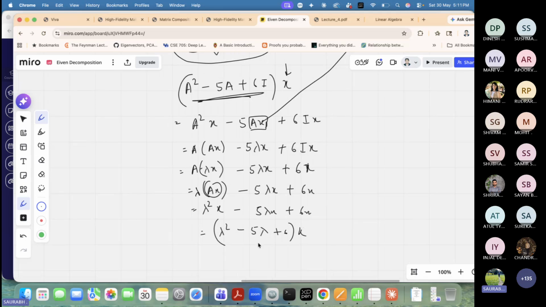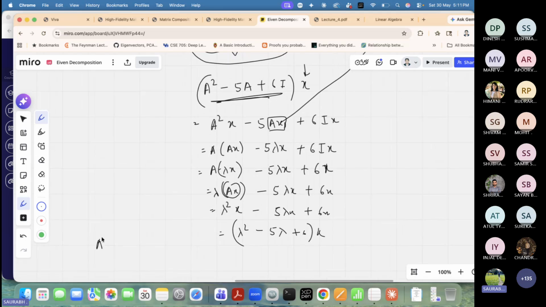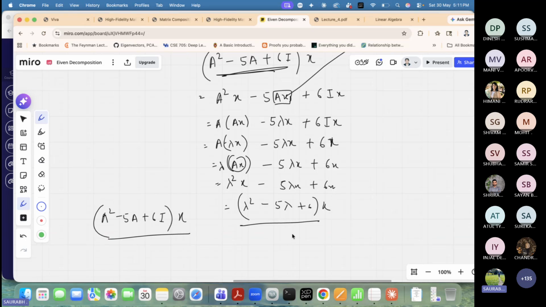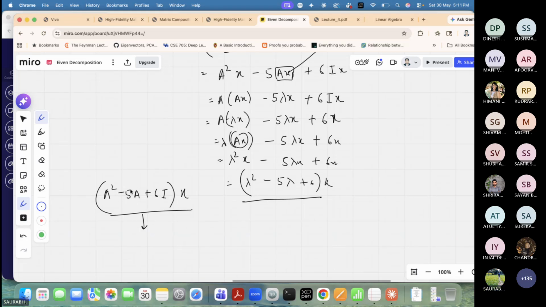So think of what we did. A square minus 5A plus 6I into x is what we started with, and it has become this form. This matrix getting multiplied to x has this scaling factor, and this scaling factor is what you already know as the eigenvalue. So the eigenvalue for this matrix would be lambda square minus 5 lambda plus 6. That's all.